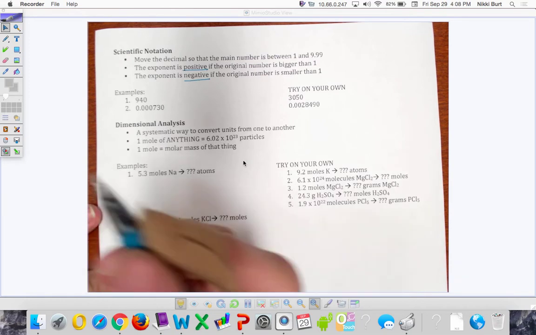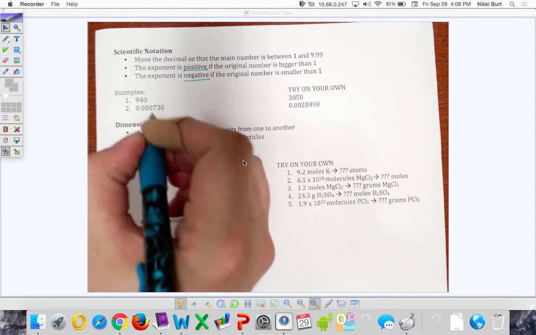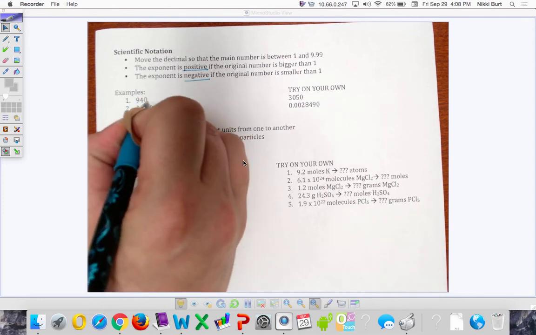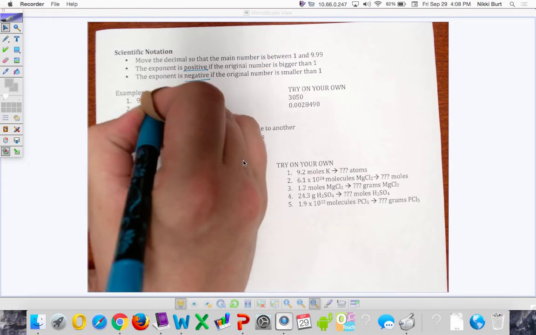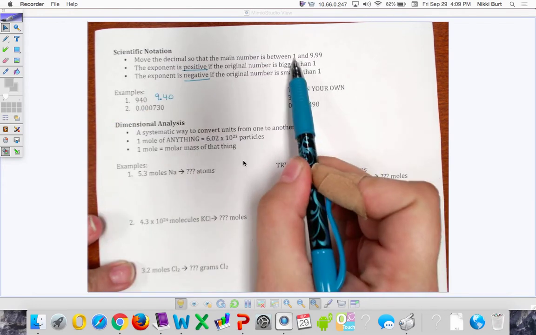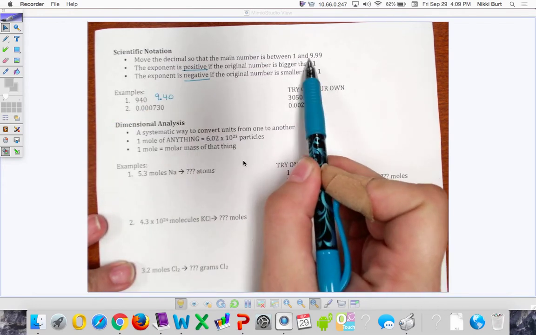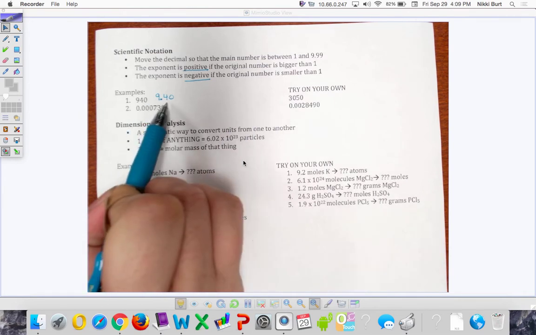So we got a couple to try. I have this number 940. So I want to move the decimal where it's implied to be at the end of the 0 and put it between the 9 and the 4. So now this number is something between 1 and 9.999. So I got 9.40, and it is important to include zeros if they're significant.